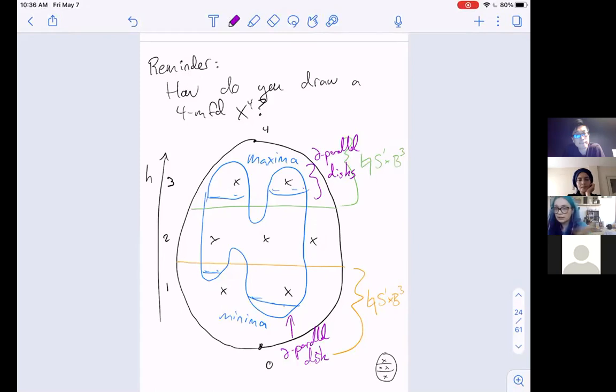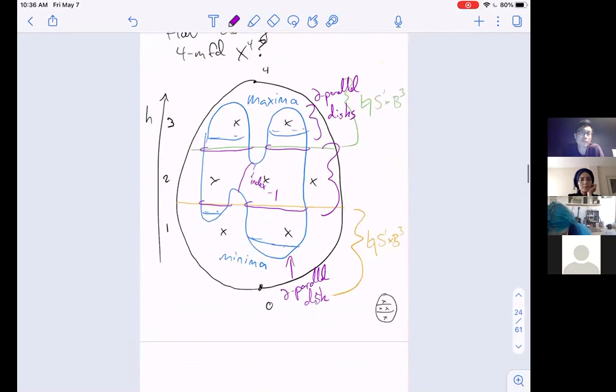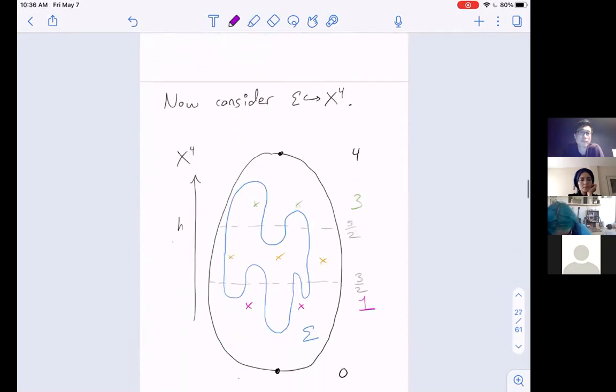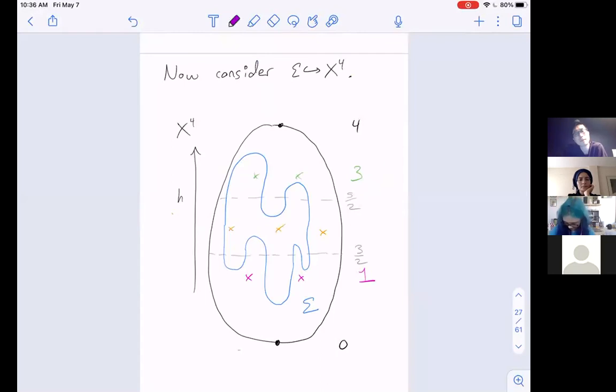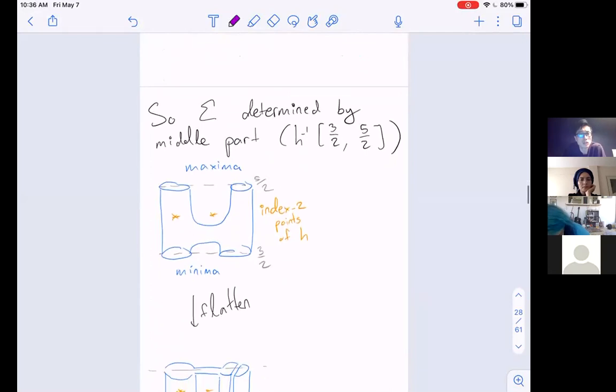So just like in the S4 case, our surface is somehow determined by this middle region: the boundaries of the minima, the boundaries of the maxima, the index 1 points and the index 2 points of my ambient Morse function, which makes sense because in dimension 4, those are the bad ones. I even defined a Kirby diagram, but I feel like you know what that is. Okay, so here's my surface. Sigma is determined by this middle part.